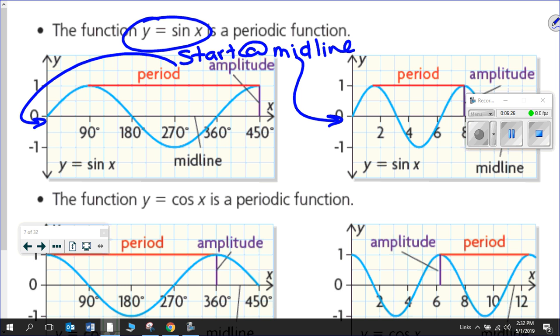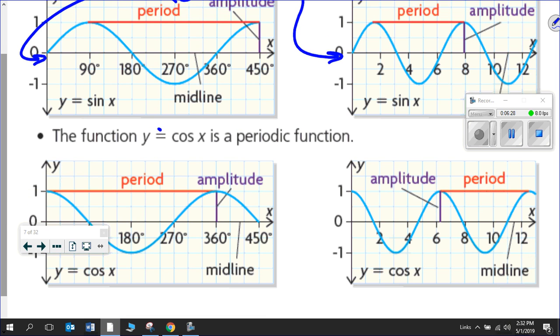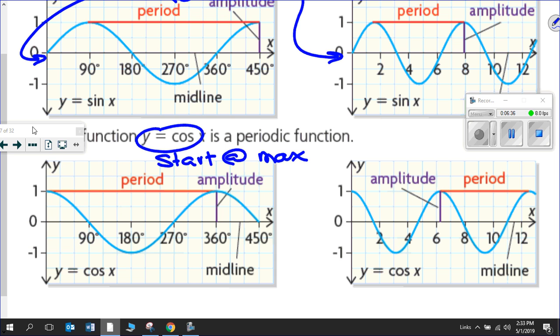The second two graphs are cosines. Cosines start at the maximum. So if I look at these two graphs, look at this graph, starting up at a maximum. Look at this graph, it starts up at a maximum. So when it starts at a max, it is a cosine.